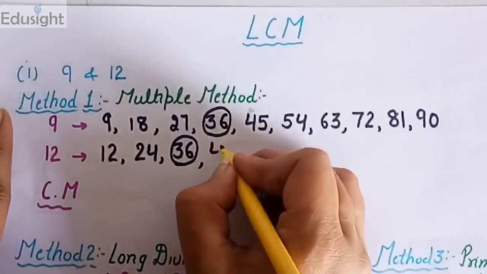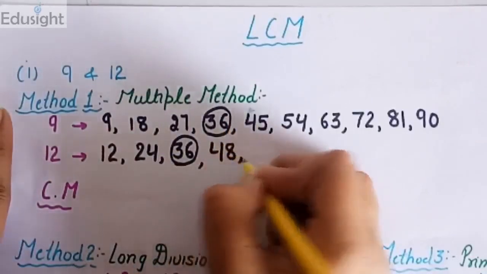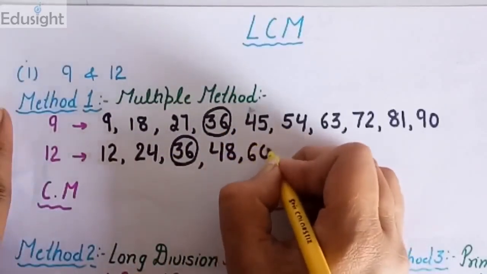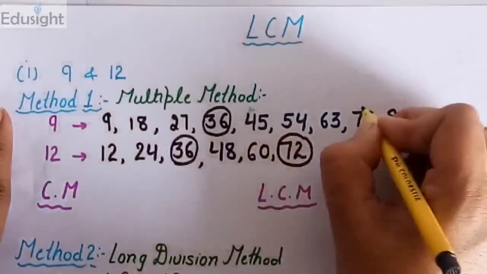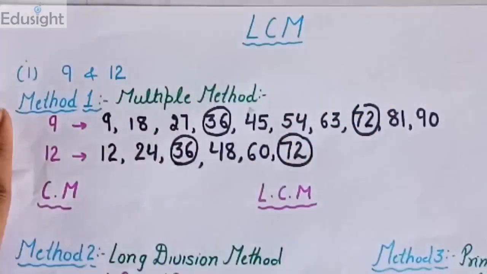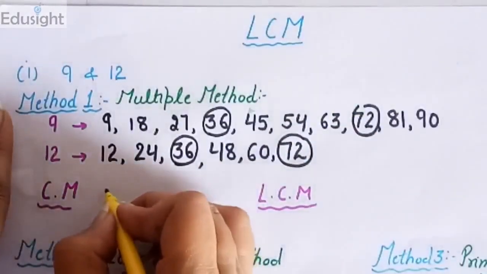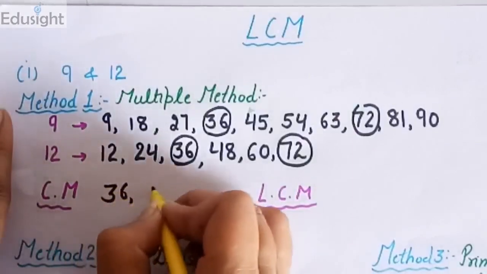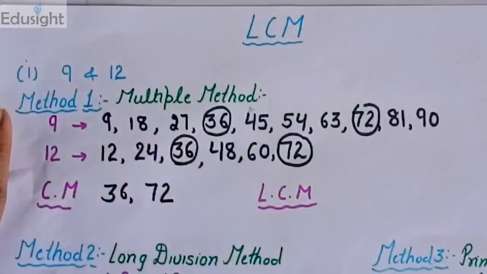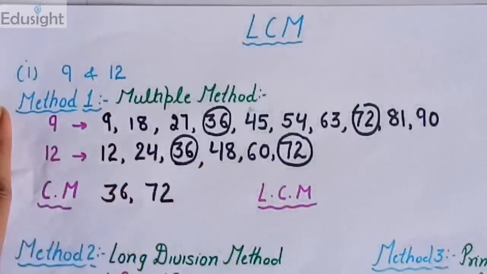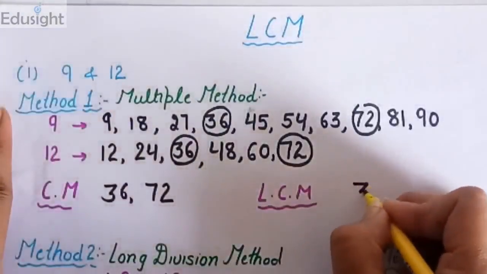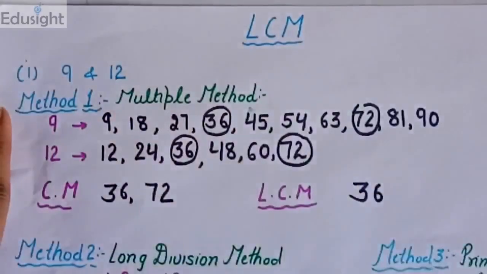Nine fours are 36, 12 fours are 48, 12 fives are 60, 12 sixes are 72. Now one more common multiple. So here we are going to write down the common multiples. 36 and 72 are the common multiples of 9 and 12. So LCM means least common multiple. That means the number which is the smaller between these two numbers. That is 36. So the LCM of 9 and 12 is 36.